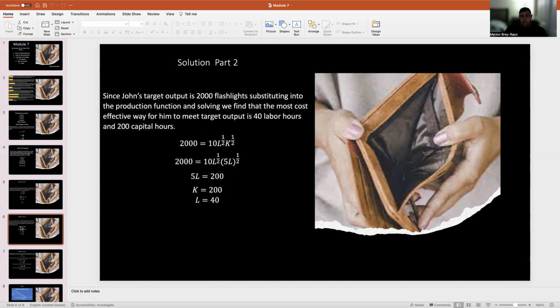Now, since John's target is 2,000 flashlights, substituted into the production function and solving, we can find out the most cost-efficient way for him to meet the target output is 40 labor hours and 200 capital hours. So this is where you do 2,000, which is the total amount of flashlights he wants to get, equal to 10 labor to the half, K to the half. So what you end up doing here is the derivative for K. So then you got 5L equals 200, K equals 200, L equals 40.